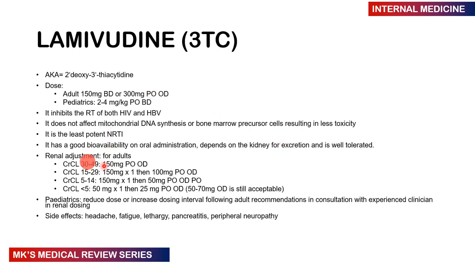So in those that have creatinine clearance 30 to 49, you give them 150 once a day. Then those that have between 15 to 29, 150 as a start dose, then you give them 100 milligrams once a day. Then those that are between 5 to 14, 150 as a start dose, then 50 milligrams once a day. Then those that have less than 5, 50 milligrams once a day, then 25 milligrams once a day after that. And of course a range between 50 to 70 once a day is still acceptable.